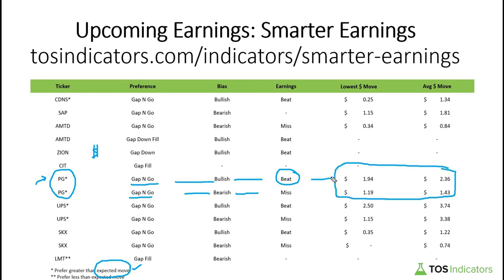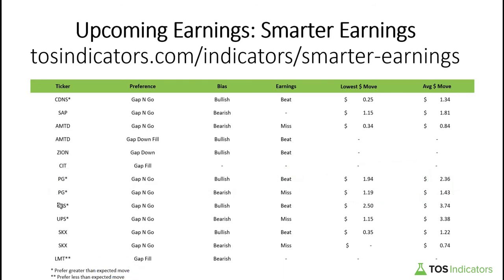The bullish condition tends to, on average, give us a little bit higher of a bullish move versus the bearish. However, both plays give us a nice healthy move in Procter & Gamble. The next play is in UPS, so very similar. We're looking for a greater than expected move with the same sort of scenario if we gap up on a beat or if we gap down on a miss.